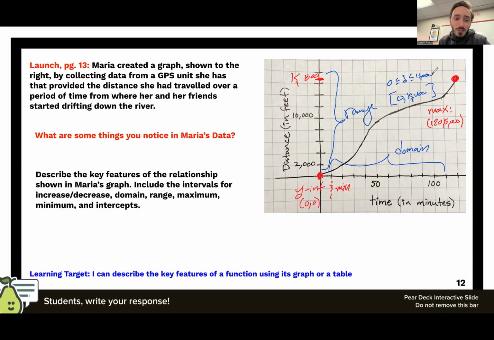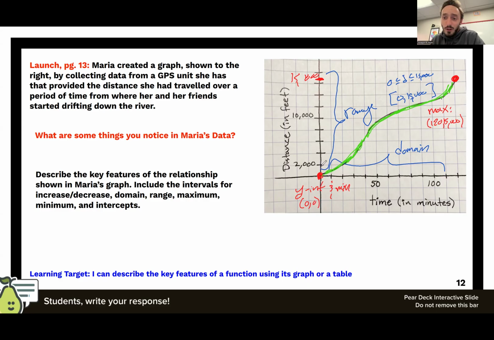The other thing that I notice about this graph is that it's never really decreasing. If I kind of highlight and sketch in green the shape of this graph and how it's changing as they float down the river, it never stops and flows backwards, right? It's only ever flowing in one direction. So at any moment in time, they're always going to be increasing the distance from where they began as they get closer and closer to the end point.